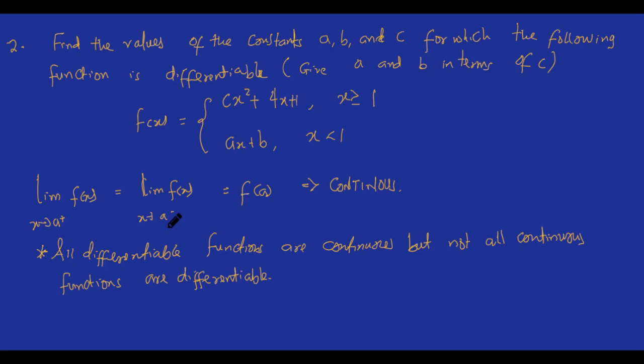So using these facts that we know, we can solve this question. So they said we should find the values of constants a, b, and c for which the function is differentiable. So it means we first check the continuity condition, then we go ahead to do the differentiability condition.